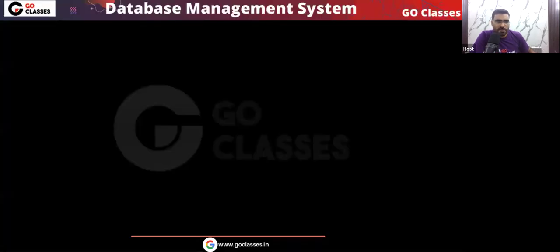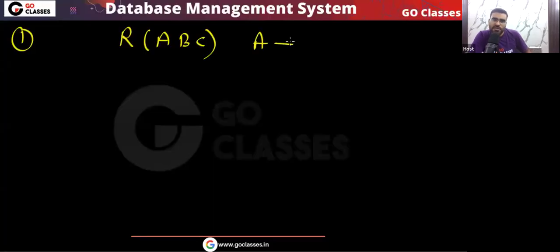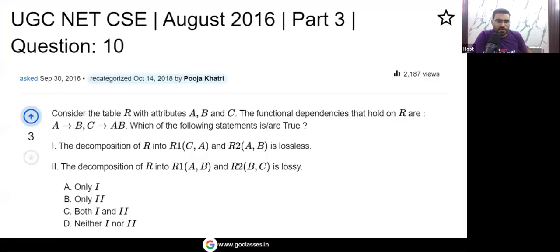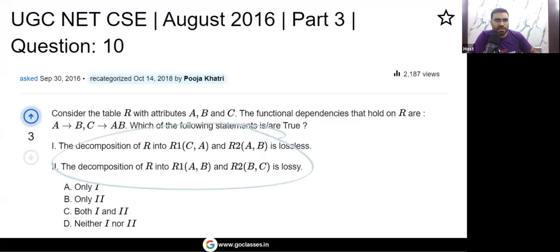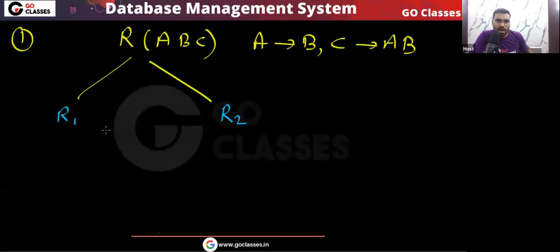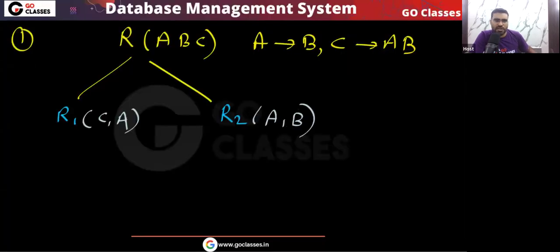So let's check. There are two decompositions given to you. For the first decomposition, remember you have a relation R with the three attributes A, B, C. The functional dependencies are A determining B, and C determining AB. Now you decompose this relation R into R1 and R2. The first decomposition is R1 (C, A) and R2 (A, B).